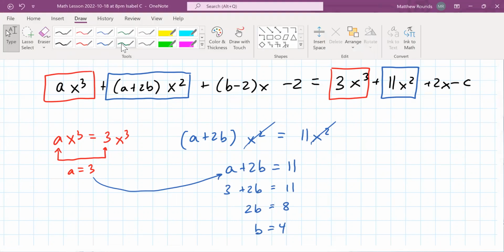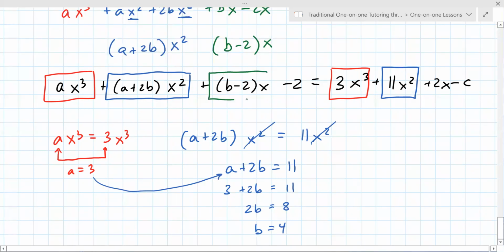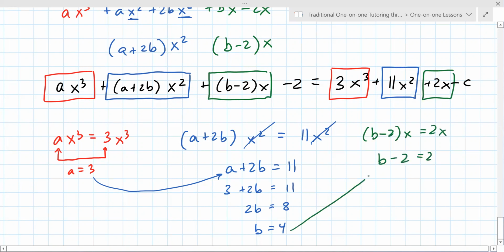And that should be confirmed with the last part here. I guess we'll just keep going. So we've got b minus 2 times x equals 2x. So b minus 2 equals 2. And yeah, that works because b is 4. 4 minus 2 equals 2. That works. Yay.